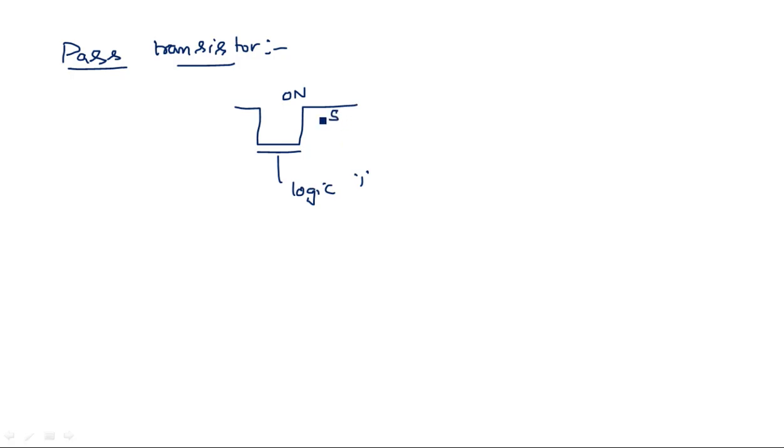We can call it source or drain, or drain or source, depending upon the usage; we can interchange these two. So the transistor is in the on state when there is a logic 1, or we can also say the input voltage should be greater than Vt.